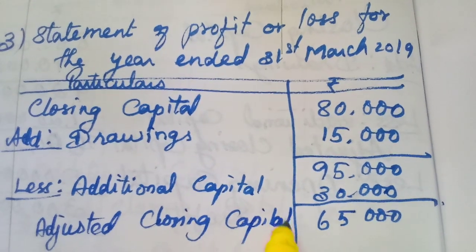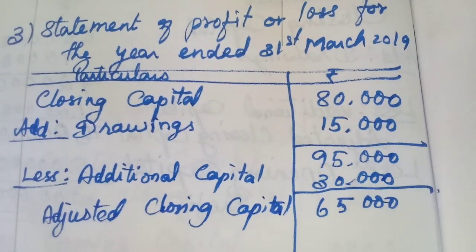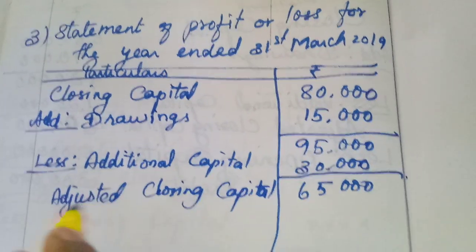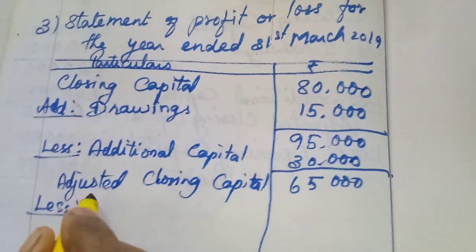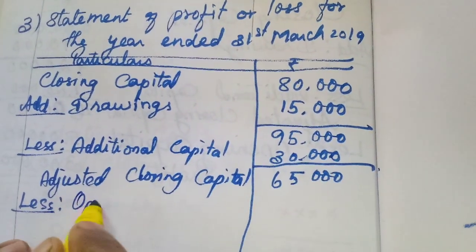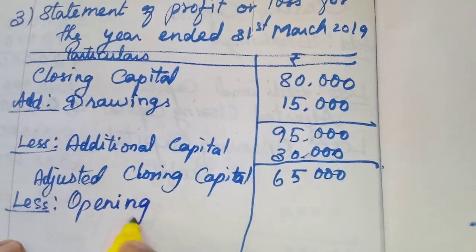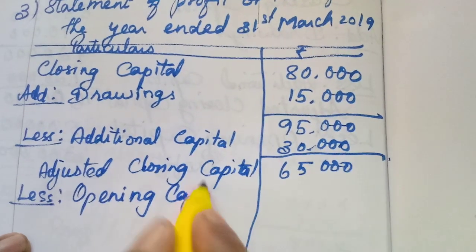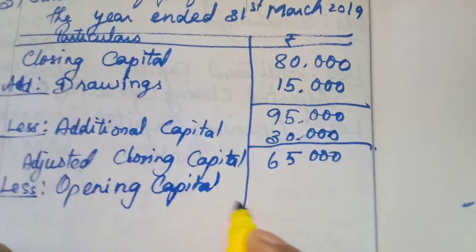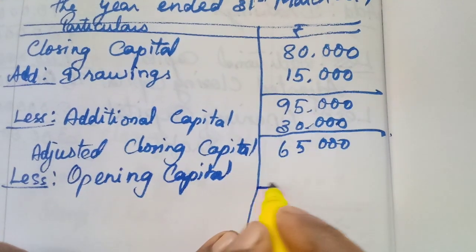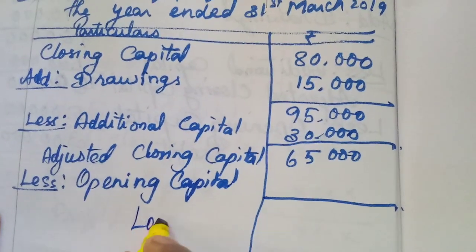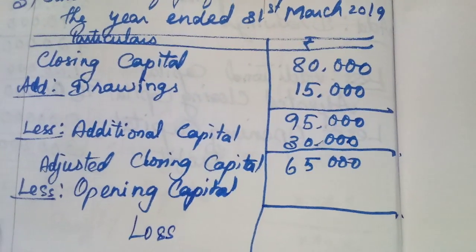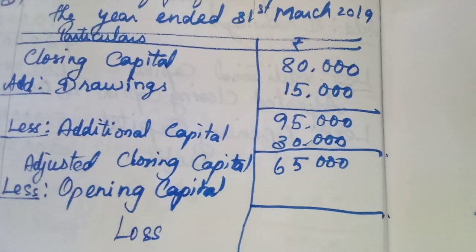From the adjusted closing capital, what we have to do? We have to deduct the opening capital. But they have not given the opening capital there. Even then, you have to write it there first. Less opening capital. We only do not know the amount, isn't it? Leave that amount space, draw the line, and write what they have given us, the loss. They have given loss as 25,000.